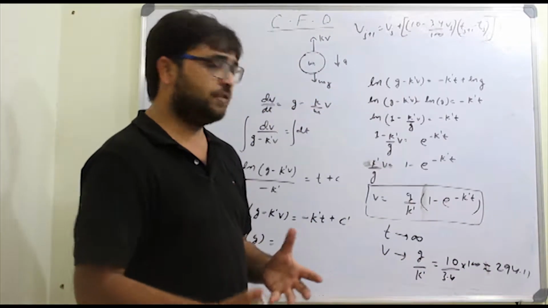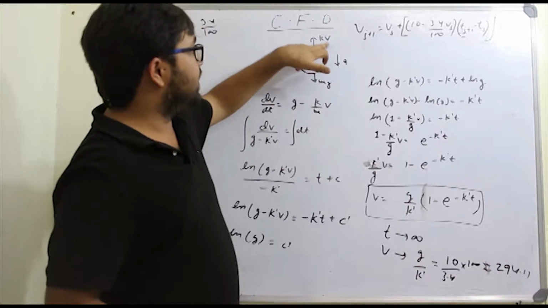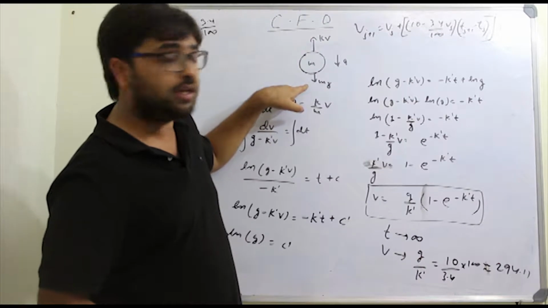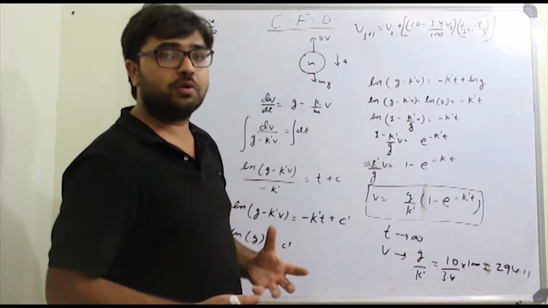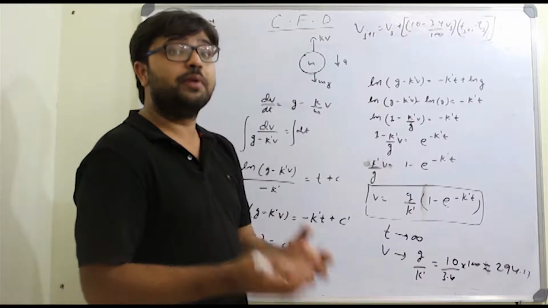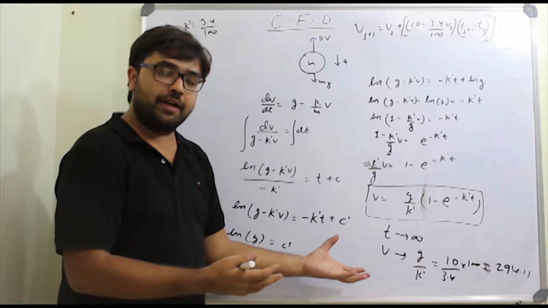And here you can understand by physics, because mg and kv are acting. So as time passes, v is increasing, so this force is increasing. A time will come when this force will become equal to mg, and at that time there will be no net force, and the velocity will remain constant. We also call this terminal velocity. So that visualization of terminal velocity, we are getting here mathematically.